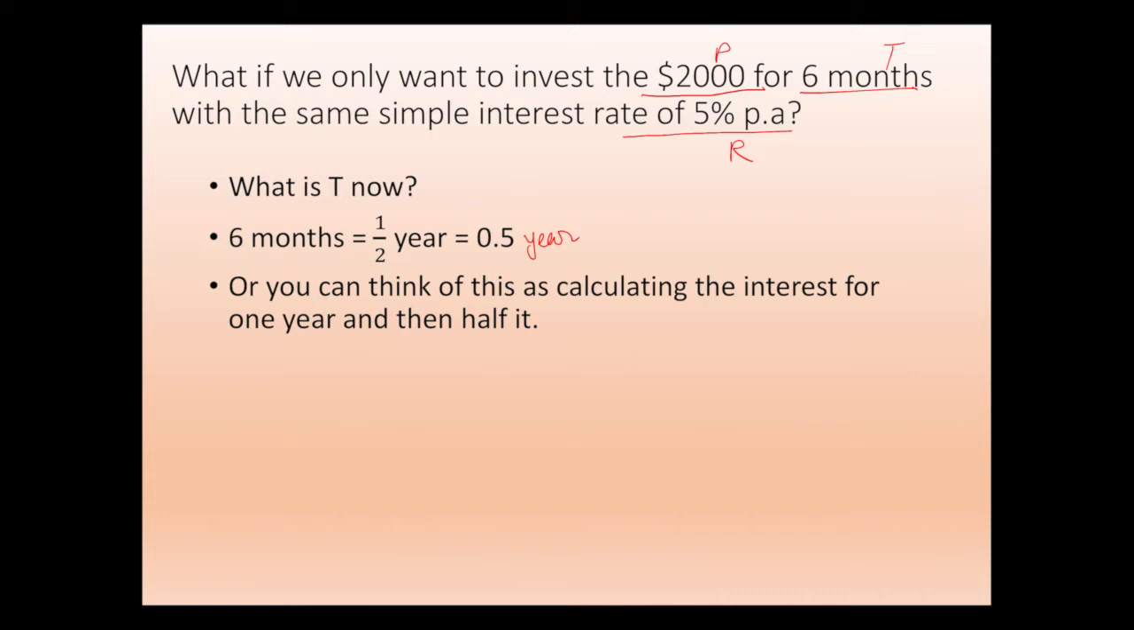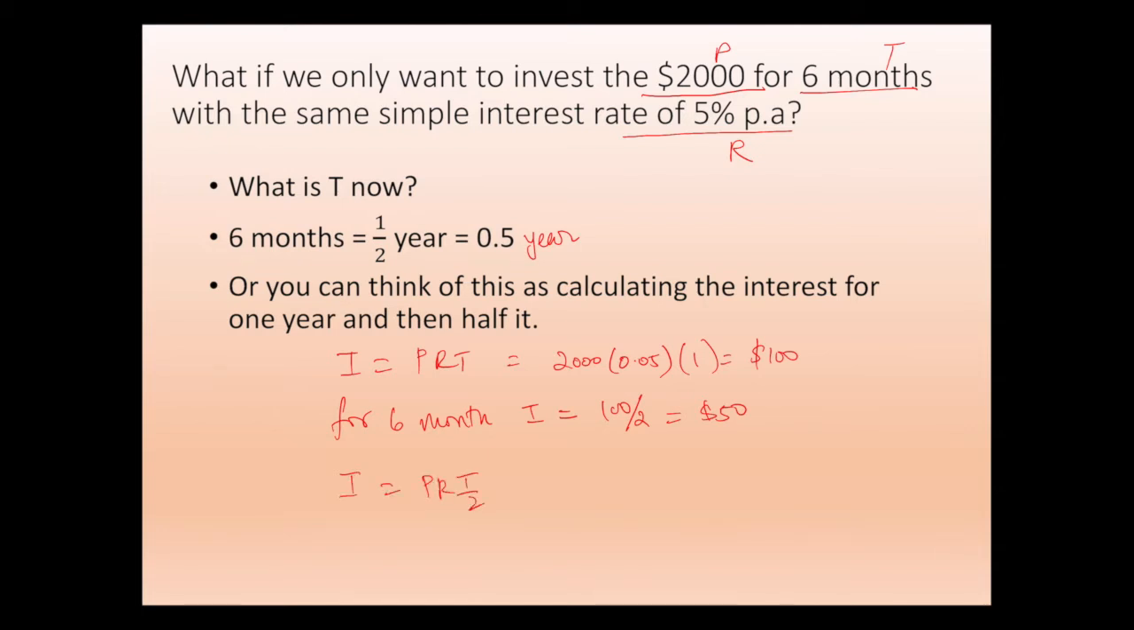Or you can think of this as calculating the interest for 1 year and then halving it. So let's do it. I equals PRT for 1 year, which is 2,000 times 0.05 or 5% times T is 1, which means that is 100. And then halve it for 6 months. I equals 100 divided by 2, which is $50.